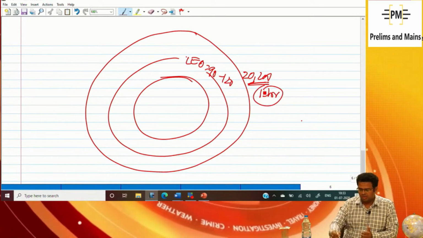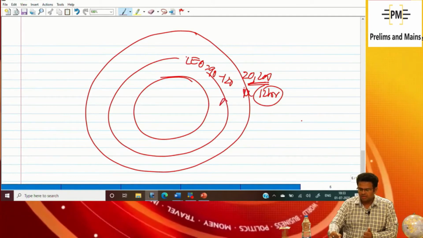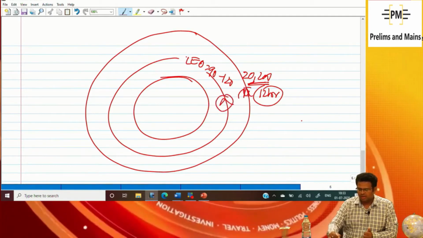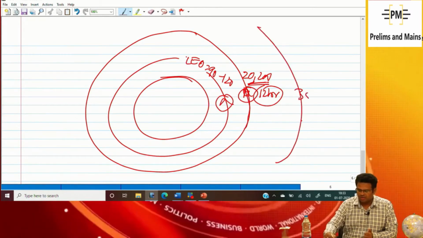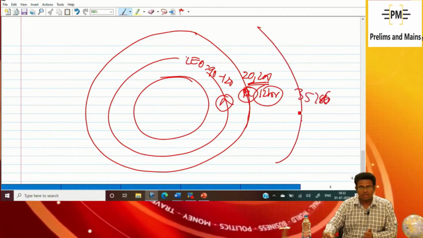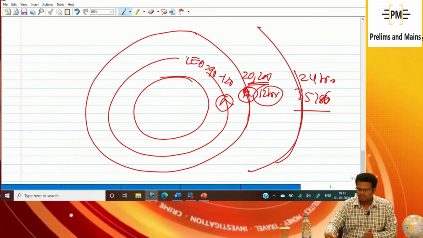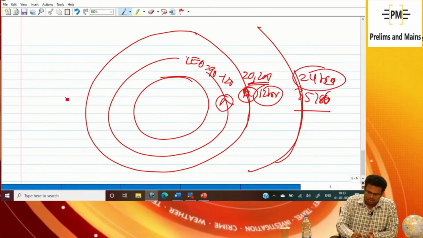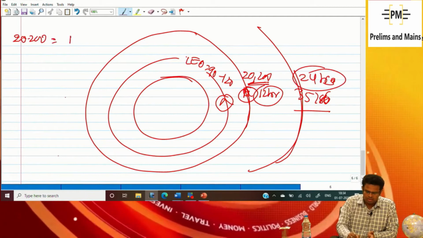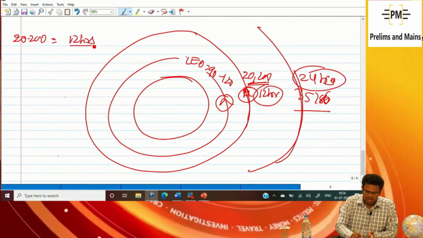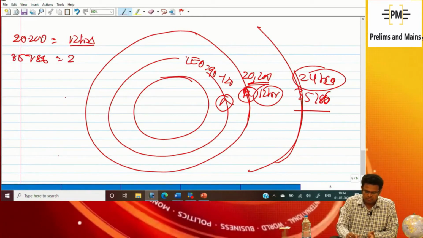At 20,200 kilometer, the speed is comparatively little lower than the low Earth orbit, and the circumference also increases. Now at 35,786 kilometer, the speed further decreases and the circumference increases, so it is taking 24 hours. So you must remember that at 20,200 kilometer, the revolution period is 12 hours, and at 35,786 kilometer, it is 24 hours.